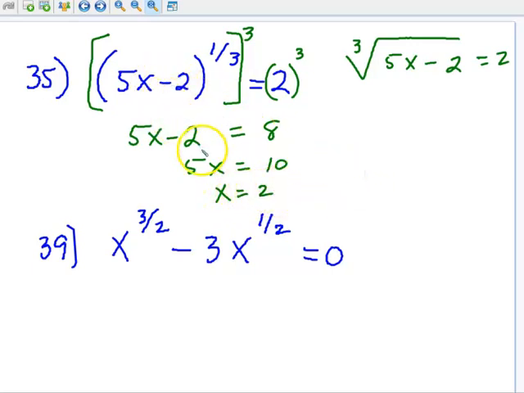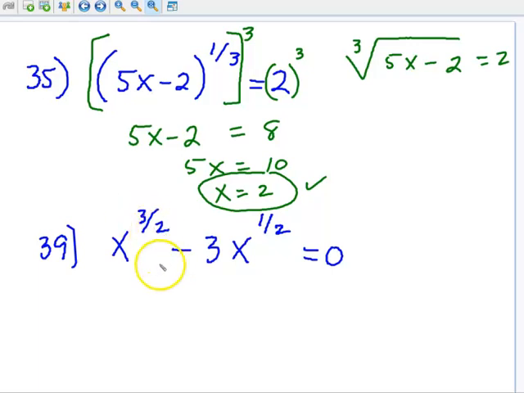And let's see if it works. So 10 minus 2, do the parentheses first, is 8. And this means the cube root of 1/3 as an exponent means the cube root of 8 is 2. So that works. All right.